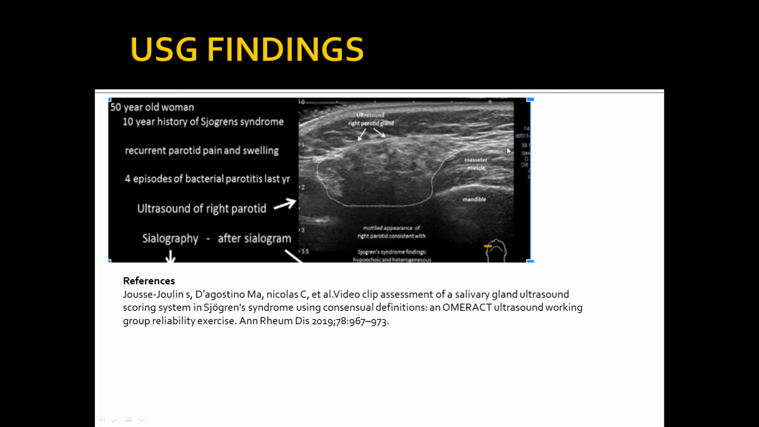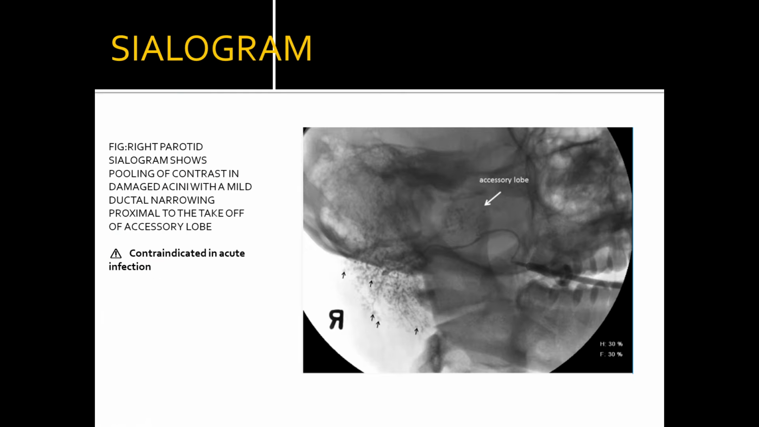Now, this is the ultrasound finding of another patient with Sjogren's syndrome, and that patient had 4 episodes of bacterial parotitis. And what you see in the ultrasound is a mottled appearance, which is because it's got multiple cystic areas. And lastly, I just wanted to touch on the sialogram.